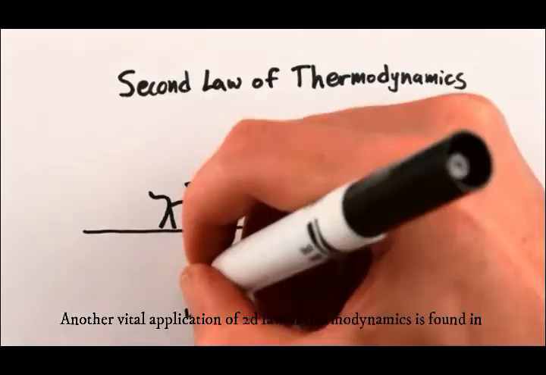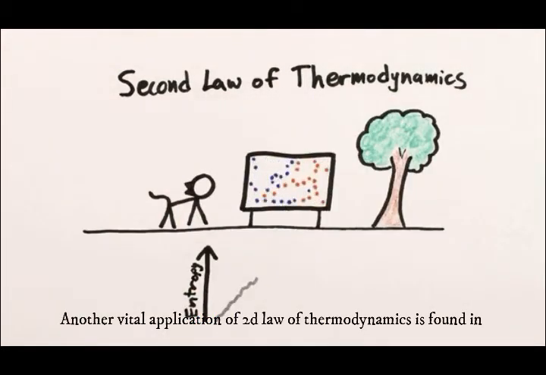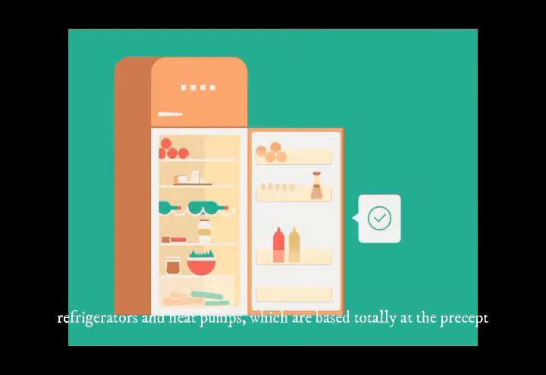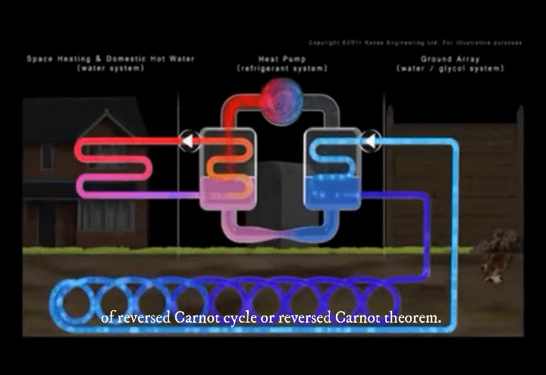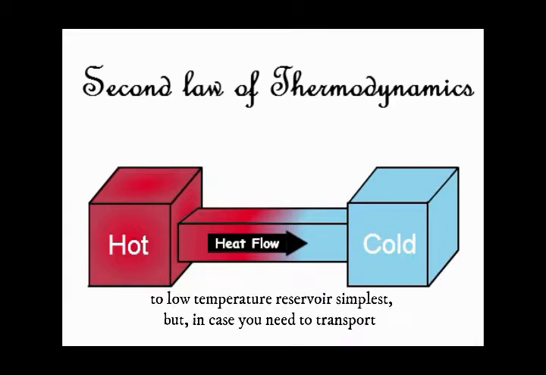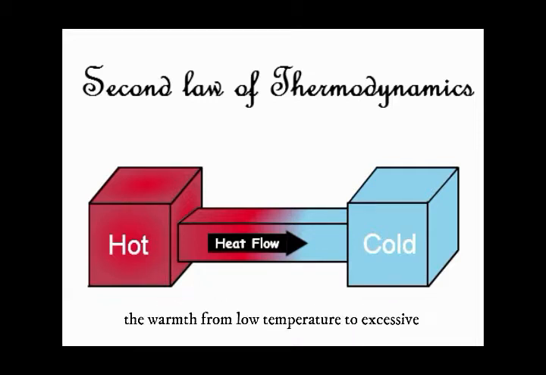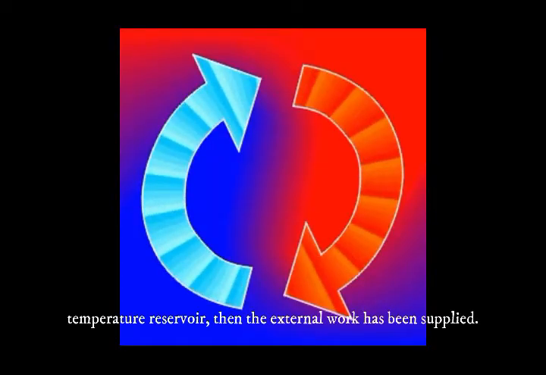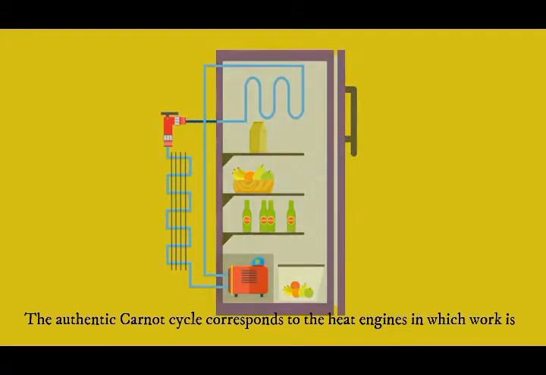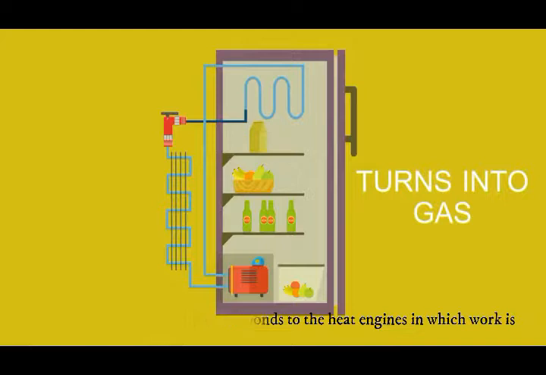Another vital application of the second law of thermodynamics is found in refrigerators and heat pumps, which are based on the principle of the reverse Carnot cycle or reverse Carnot theorem. The second law of thermodynamics says that heat can flow from a high temperature reservoir to a low temperature reservoir only, but if you need to transport heat from low temperature to high temperature reservoir, then external work has to be supplied. The original Carnot cycle corresponds to heat engines in which work is produced.